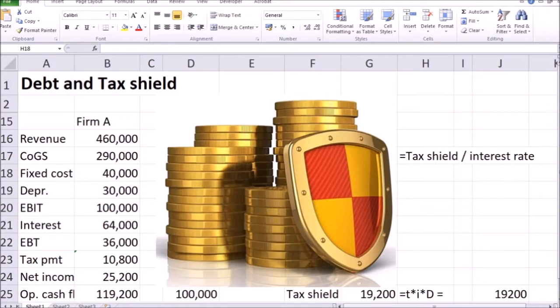In a recent video, we talked about capital structure, which is a split of total assets between equity and debt. And here we extend that discussion a little into the tax shield that debt can generate. This tax shield actually protects your cash flow from some of the taxation. Let's see how that happens.